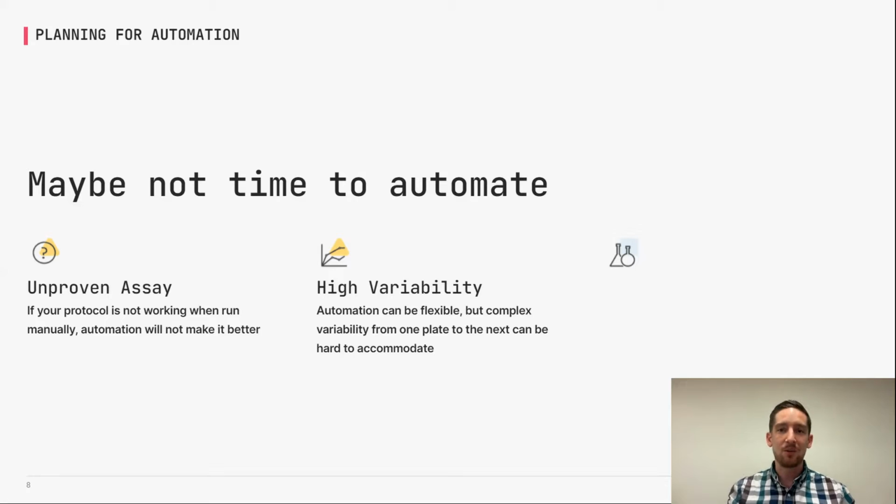Doesn't rule anything out. These systems can be built with equipment to run multiple different assays, but the tighter and the narrower in scope you have, the more valuable the system is going to be.